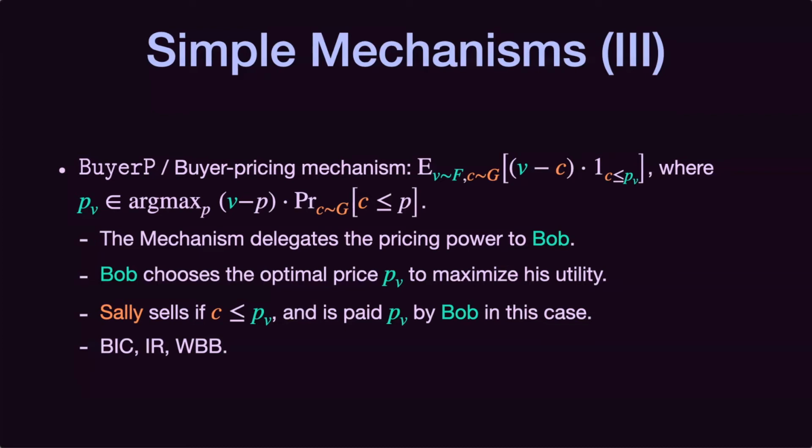Symmetrically, we have the buyer pricing mechanism, where the mechanism delegates the pricing power to Bob. Bob will then choose the optimal price PB to maximize his utility. Sally, after seeing the price, will sell the item if C is at most PB. Similarly, we can see this mechanism is IC/IR and budget balanced.